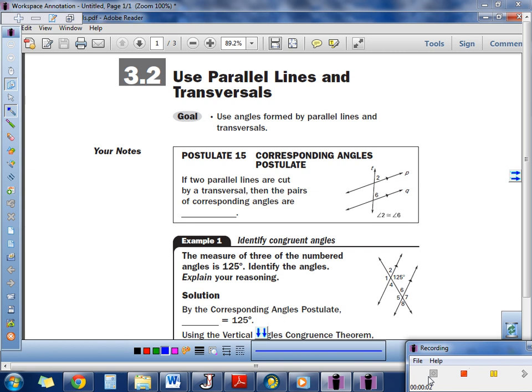Today's lesson deals with using angles formed by parallel lines and transversals. Basically, it's the same kind of topic from yesterday, just adding a tiny bit more information. So it's using the same terms from yesterday, just adding a little bit more. First thing you've got to understand is if two parallel lines are cut by a transversal, then the pairs of corresponding angles are, and they tell you, congruent. Good.